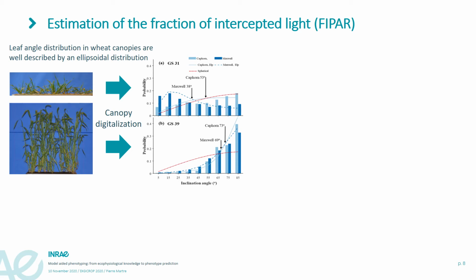And we found that the leaf angle distribution of these different canopies can be accurately represented with an ellipsoidal model.